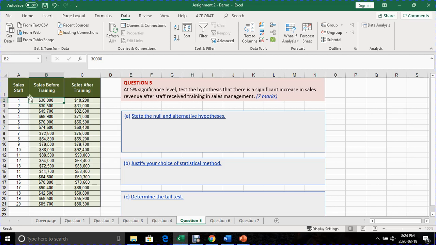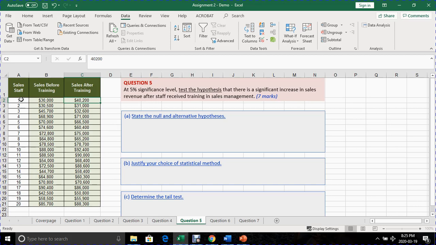For example, this is sales data. So staff number 1, before he or she received training, her sales was $30,000. Now, after she received training, her sales jumped to $40,200. So for each of the staff, we've collected sales data before they received training and then went back and collected the sales data after they had received training. So we did that for each of the sample staff.